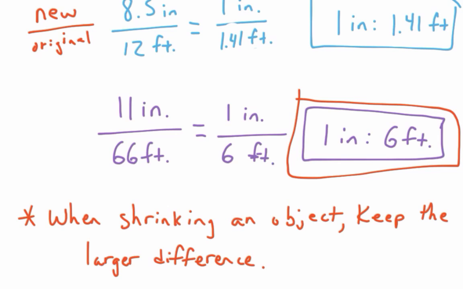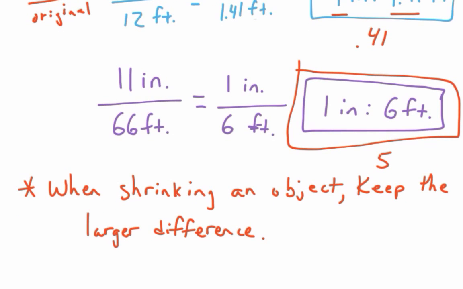So this one here, the difference is going to be just 0.41 when I do my 1.41 minus my 1. The difference here is going to end up being a 5 once I do the 6 minus the 1. That's it for this section.